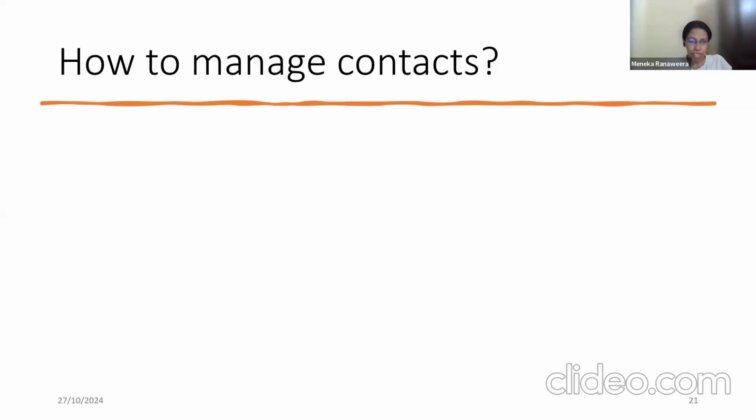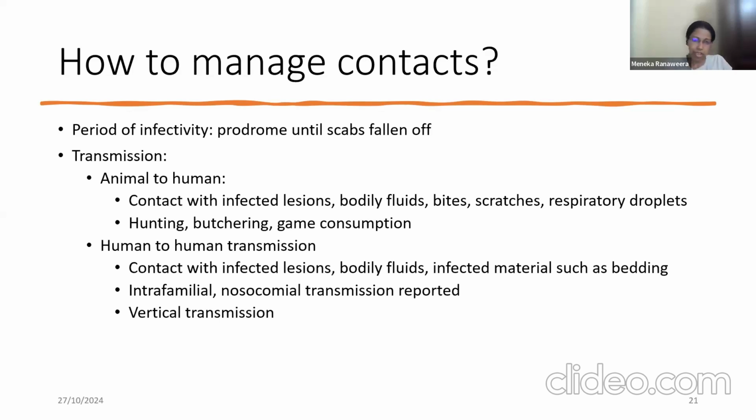So we need to know certain information regarding this. We need to know the period of infectivity. So as I mentioned, the period of infectivity starts at the beginning of the prodrome until the scabs of all the lesions have fallen off. Then we need to consider transmission. So known transmissions, animal to human. So this was what was seen earlier in Africa, with animal to human contact with infected lesions, bodily fluids, bites, scratches, respiratory droplets.